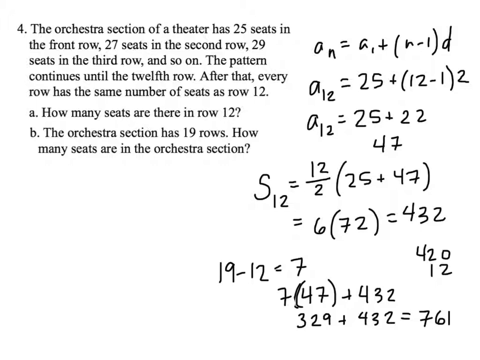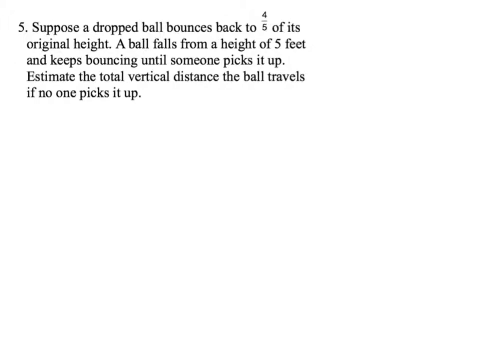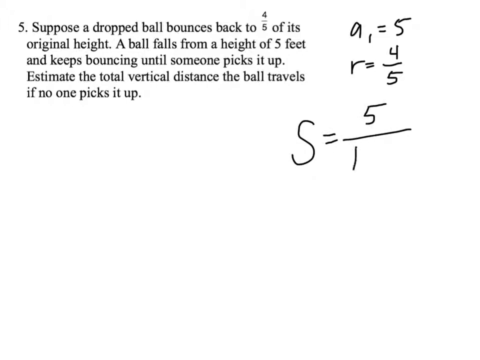All right, next question. Suppose a dropped ball bounces back 4/5 of its original height. The ball falls from a height of 5 feet. It keeps on bouncing until someone picks it up. Estimate the total vertical distance the ball travels if no one picks it up. And so this is an infinite series. Super fast. This is 5 over a fifth. How many 1/5s are there in 5? Well, there are 25 of them, and that's the number of feet the ball will travel. Ooh, 30 seconds for one question.